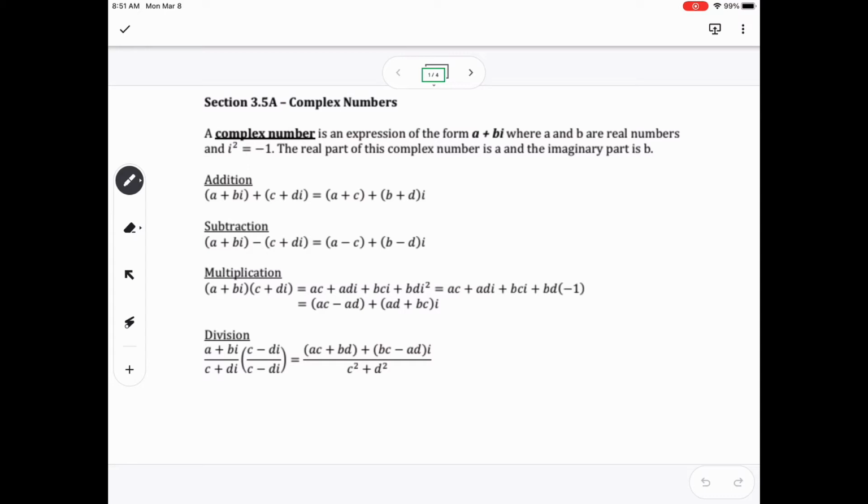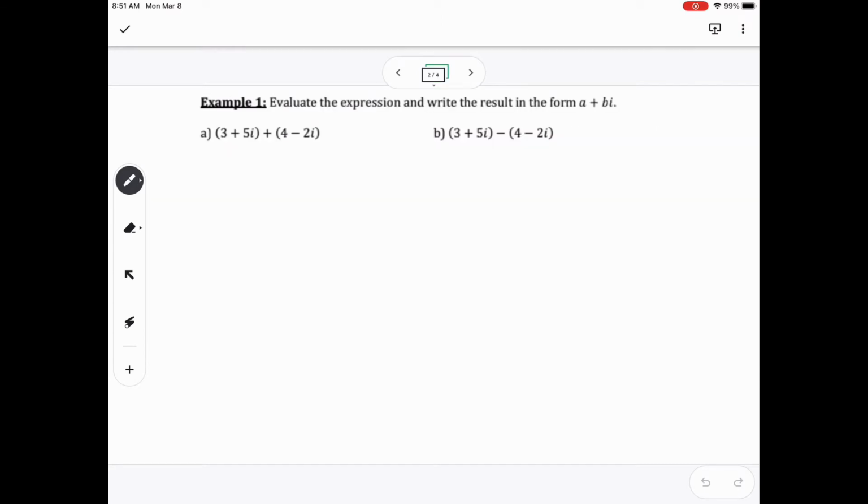So addition and subtraction is really just putting like terms together. Multiplication is set up as two binomials, so you'll have to use FOIL to deal with it first and then combine like terms. And then for division, what we need to do is multiply top and bottom by what we call a complex conjugate. And we'll talk about that when we get there.